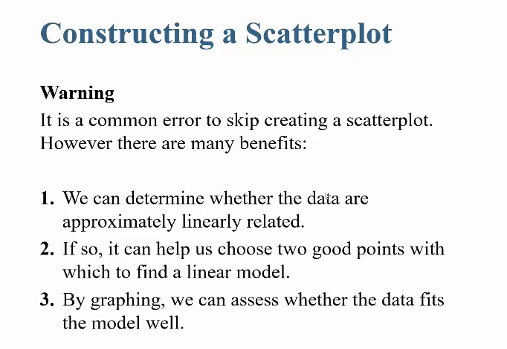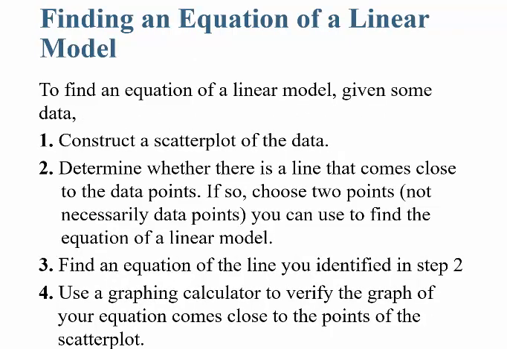Okay, I just want to talk about some common things here. It is a common error to skip creating a scatter plot, but you should always create a scatter plot when you're given data. First off, you can look at the scatter plot and determine whether the data is approximately linear. We're going to do examples later in the class where things are not approximately linear, so you're going to have to look at the scatter plot first. Also, if it is linear, it can help us choose 2 good points to find the linear model. And by graphing, we can assess whether the data fits the model well, like the equation that we find by plugging it in.